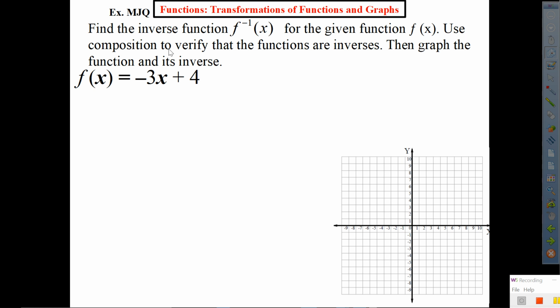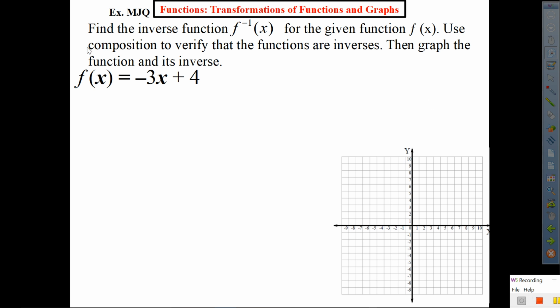Second part, use composition to verify the functions. This is the one that's going to give us a little bit of, how can we say in math? Problems. See what I did there? Never mind. Then graph the function and its inverse. We're going to graph that at the end on the big graph that you have left. But copy all of this with the instructions. I'll give you some time. Copy that.